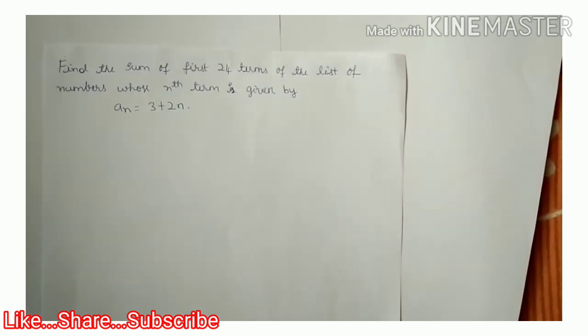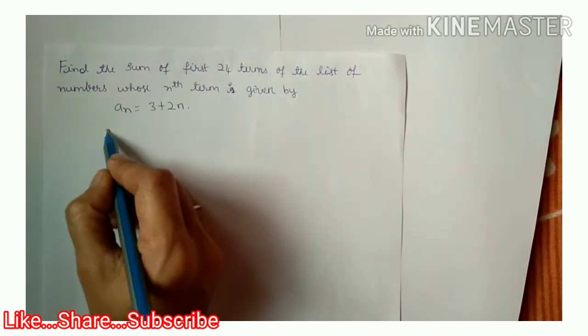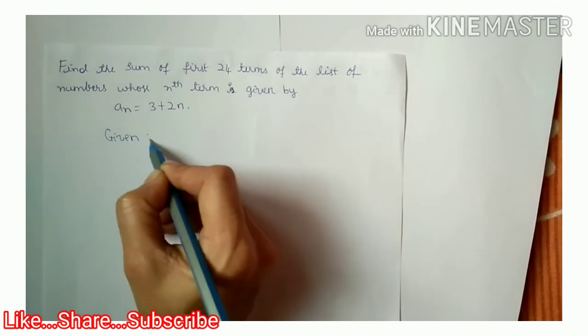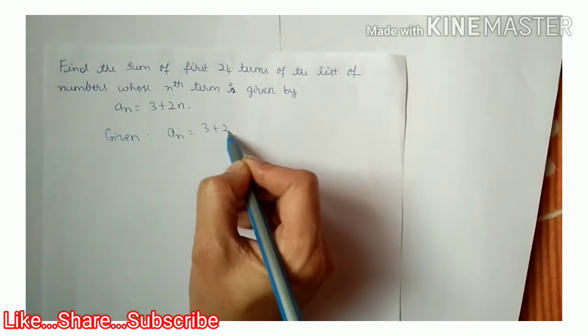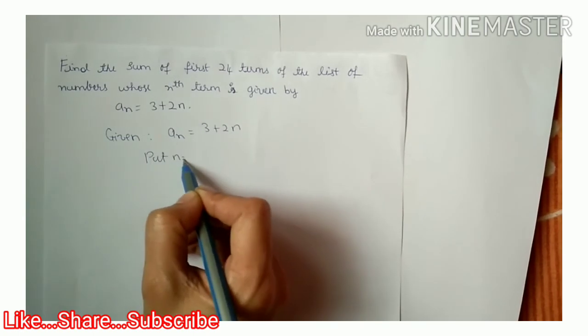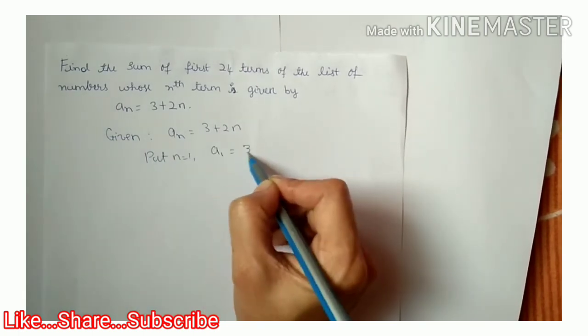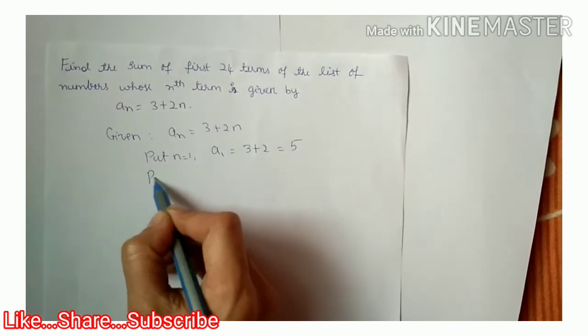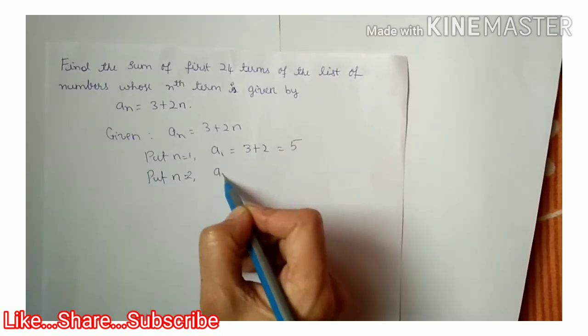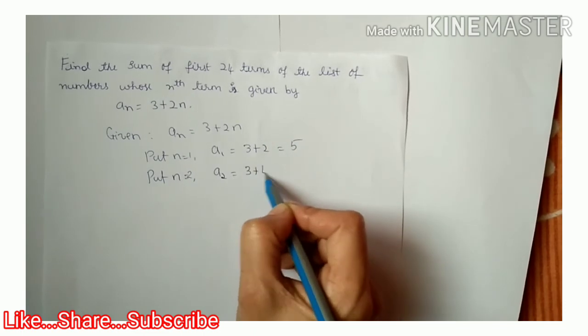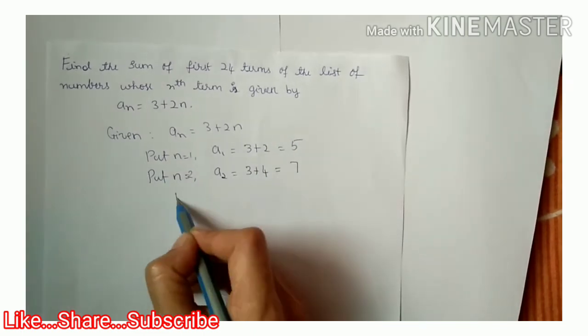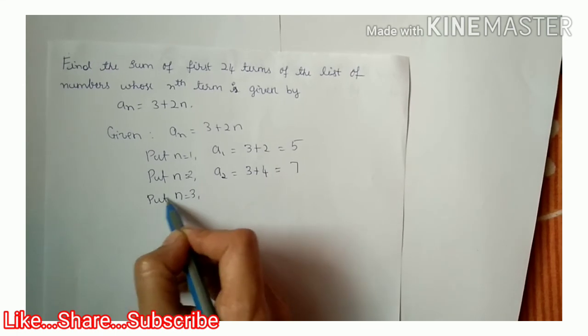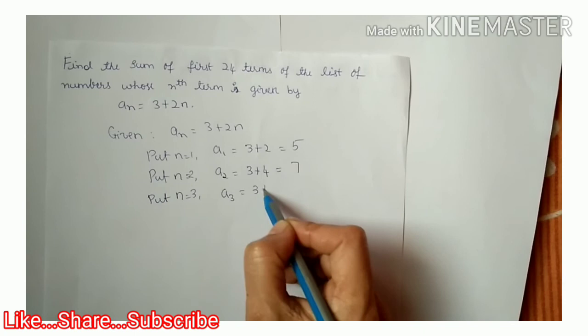This is also an important question. Find the sum of the first 24 terms of the list of numbers whose nth term is given by an equal to 3 plus 2n. Put n is equal to 1: a1 is equal to 3 plus 2, 5. Put n is equal to 2: a2 is 3 plus 2 twos are 4, 7. Similarly, put n is equal to 3: a3 is 3 plus 6, 9.